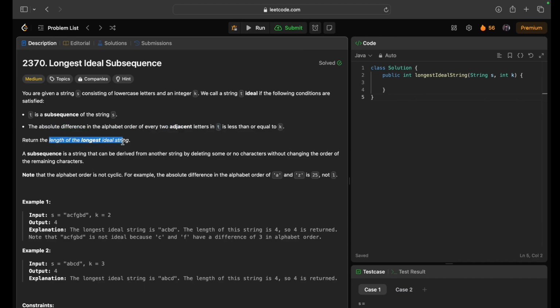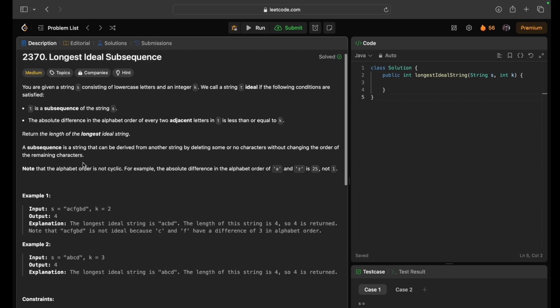and we need to return the length of the longest ideal string. You can read the definition of subsequence over here if you are new to the subsequence topic. Note that the alphabet order is not cyclic, so the absolute difference would be 25 if it is a and z, and not 1. So it is in a linear fashion.